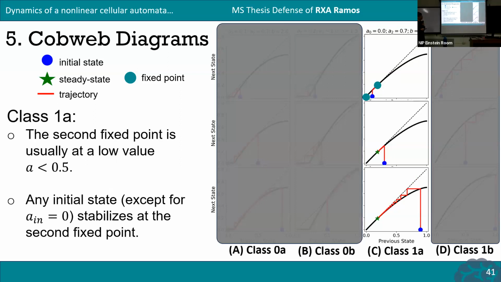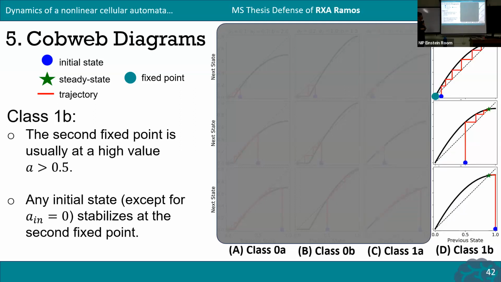In class 1A, we have only 2 fixed points, and the second fixed point is usually located at a low value, less than 0.5. Any initial state that we choose except 0 will stabilize at that second fixed point. Hence, we have a low activation spiking steady state. In class 1B, we also have 2 fixed points, and the second fixed point is usually at a high value, greater than 0.5. So any initial state that we choose will stabilize at that second fixed point, resulting in a high activation spiking steady state.